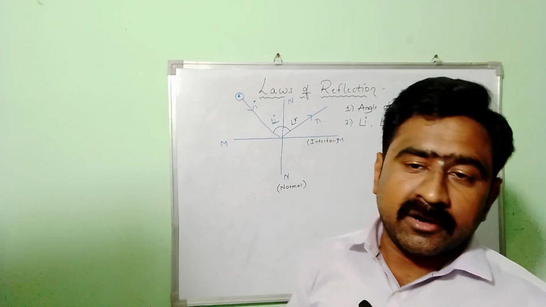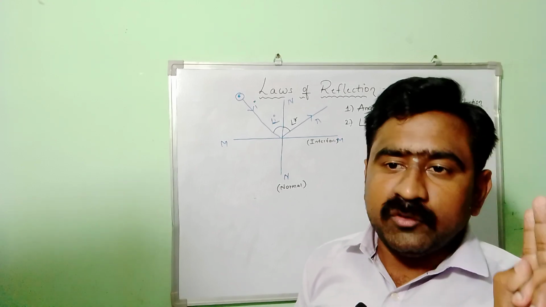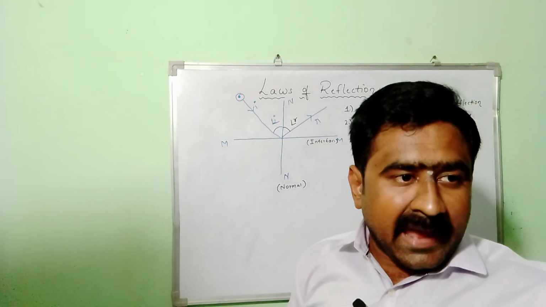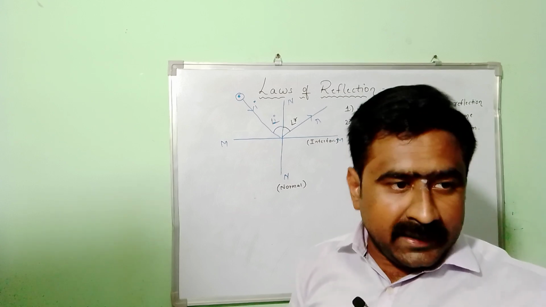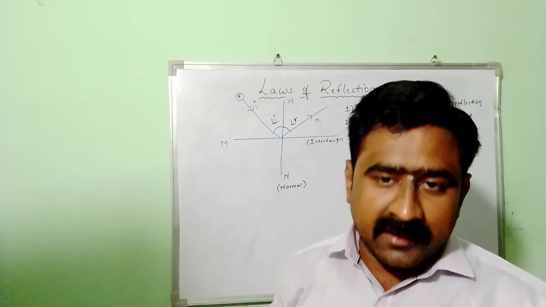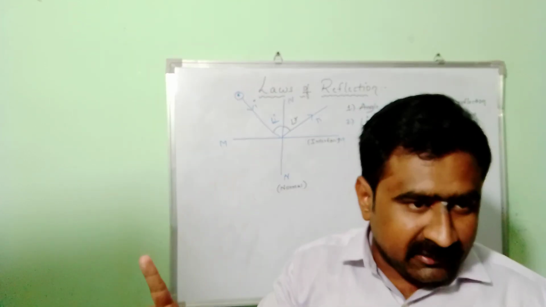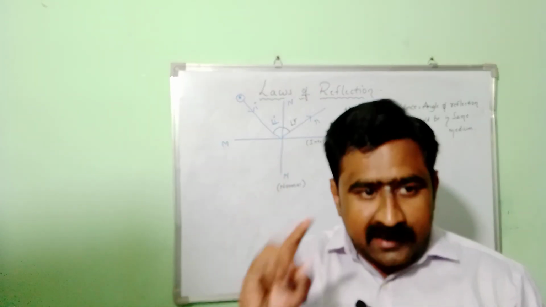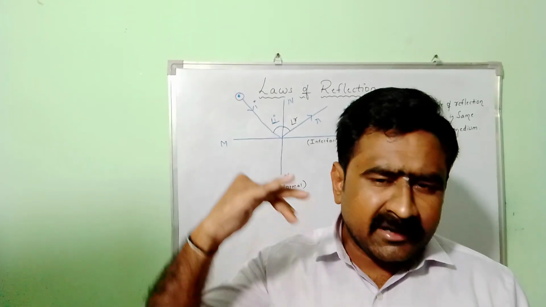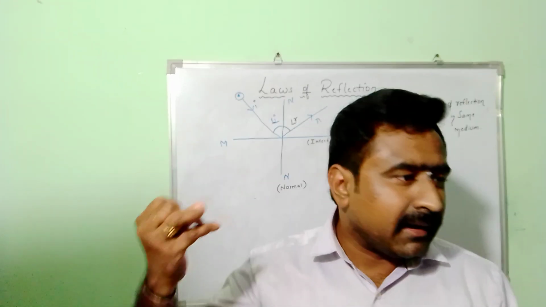So this is a very, very important second law. Basically there are two important laws. First, the angle of incidence should always be equal to the angle of reflection. Second, the angle of incidence, the angle of reflection and the normal should be in the same medium, whether it is denser or rarer, whatever it may be.